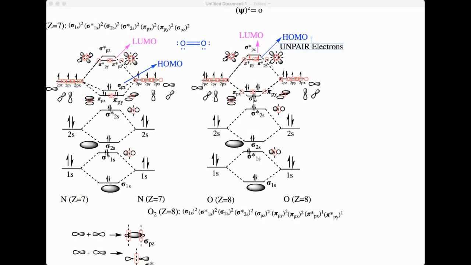Whereas diamagnetic molecules are not. So it's just a physical property: paramagnetic molecules are attracted to a magnetic field and diamagnetics are not, right? And it's also known that paramagnetic molecules have unpaired electrons, and diamagnetic molecules have paired electrons.